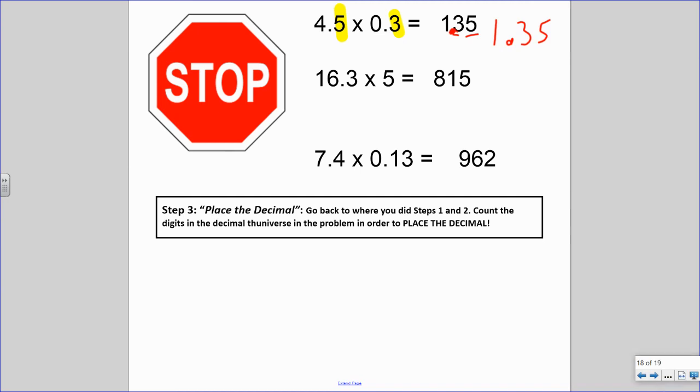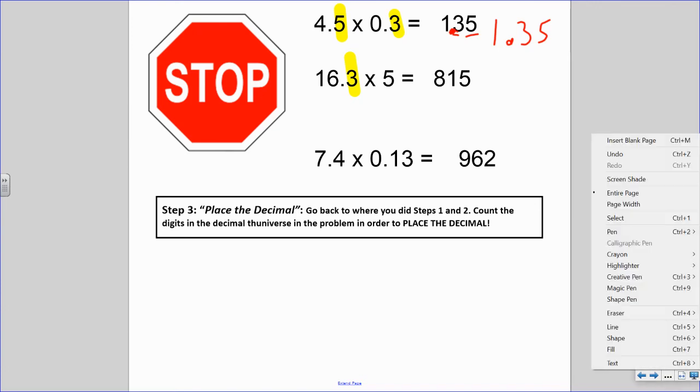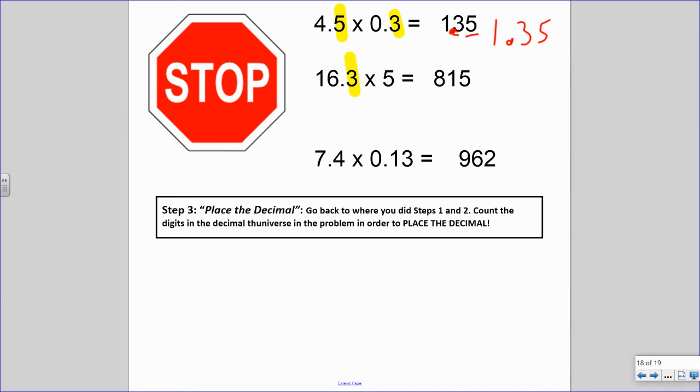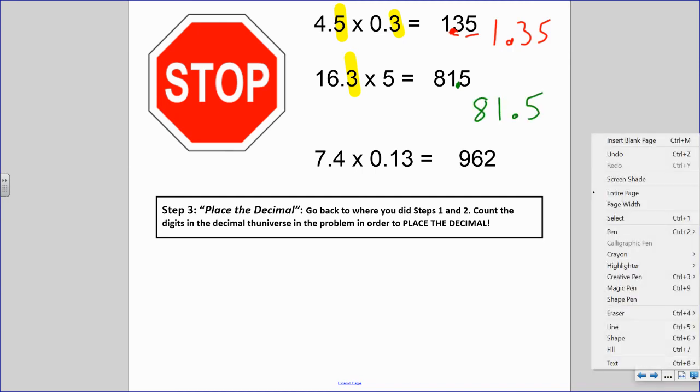In the next problem, I would say problems like this give kids the most trouble because there's only 1 digit in the Thuniverse. 5 is not in the Thuniverse. It is a whole number. So when I put the decimal point in, I need to put it where there is only 1 digit in the Thuniverse. That would be between the 1 and the 5. So your final answer should be 81 and 5 tenths.